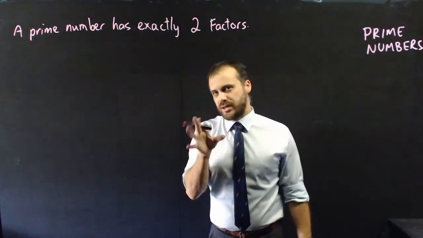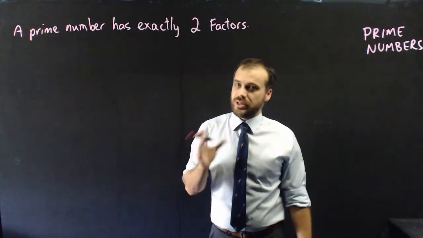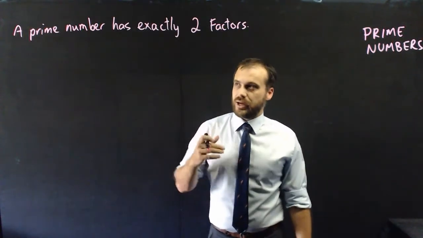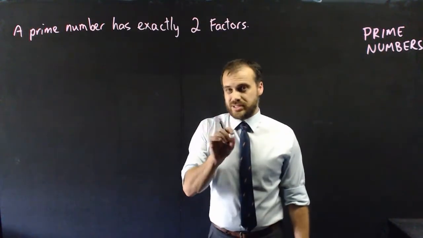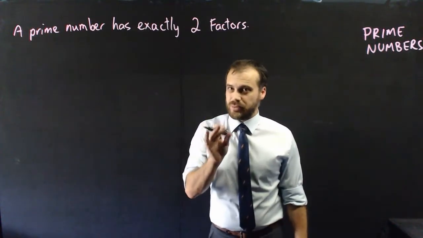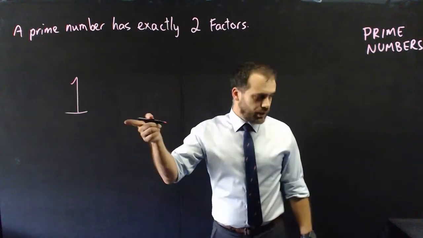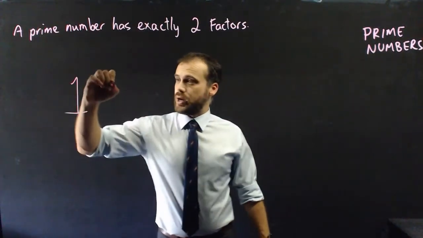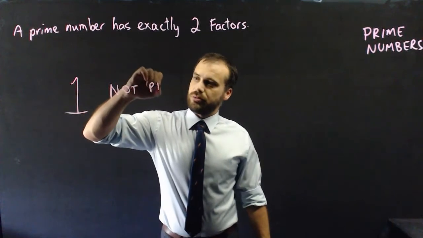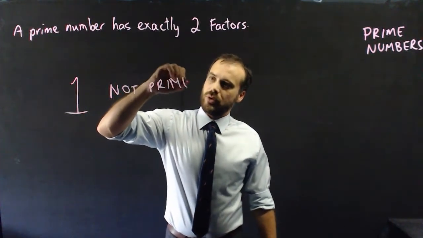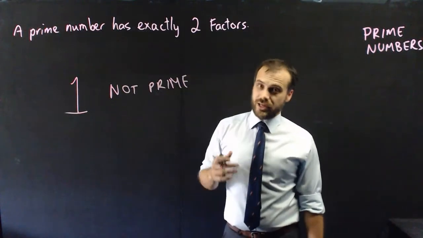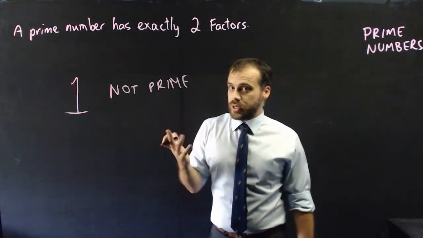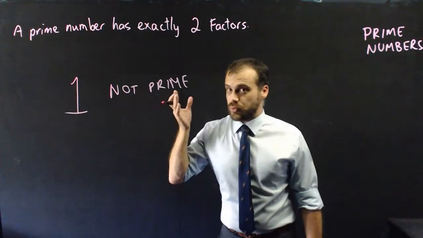Now you might have another idea kicking around in your head. A prime number only has two factors, one and itself. But that's a small problem because there is a number that doesn't follow that rule. And that's the number 1. The number 1 is not prime. Why? Because it doesn't have two factors. It only has one factor. 1 times 1 equals 1.